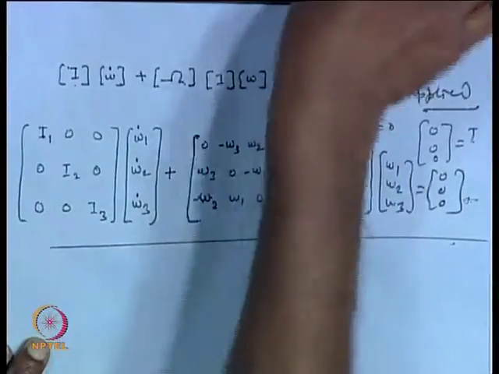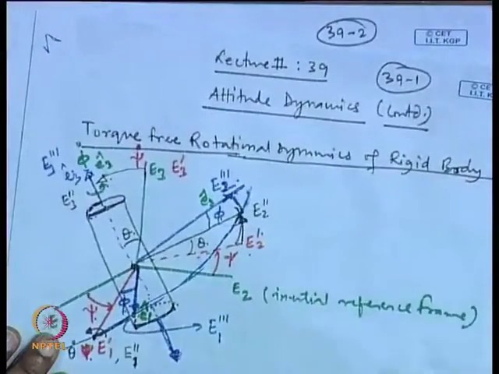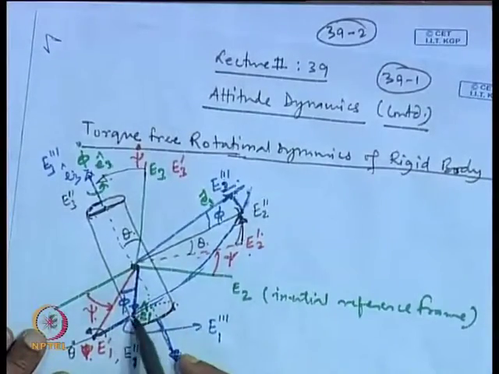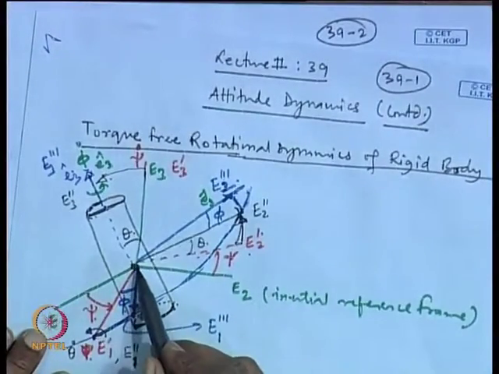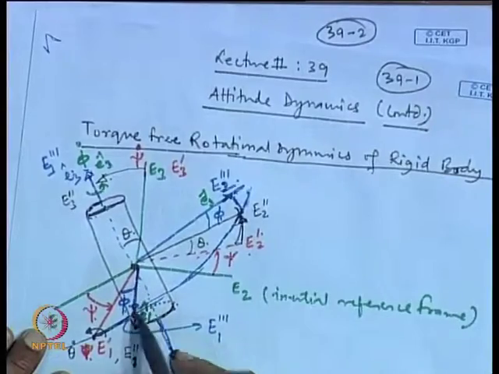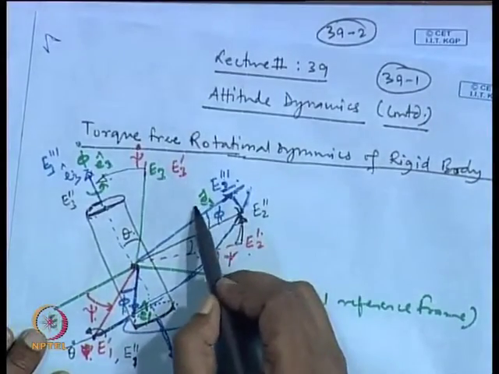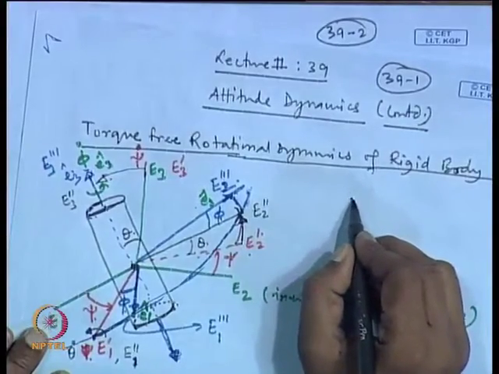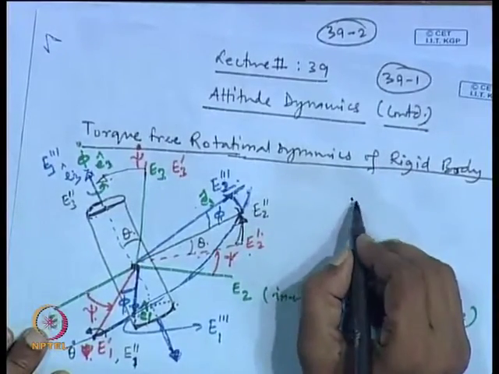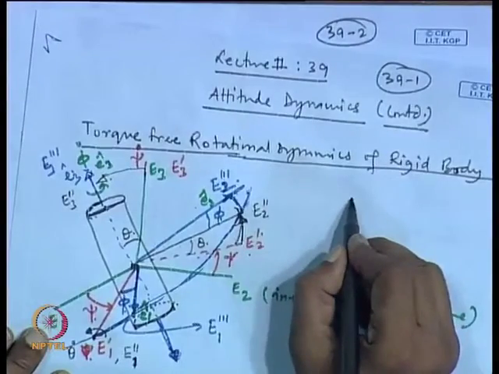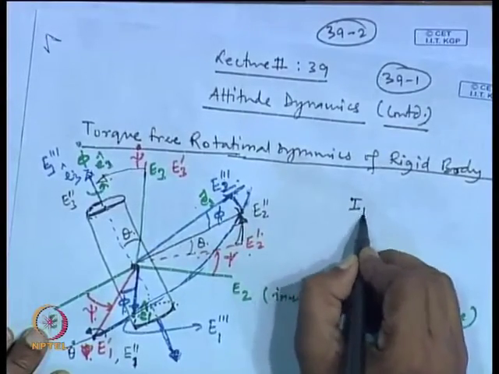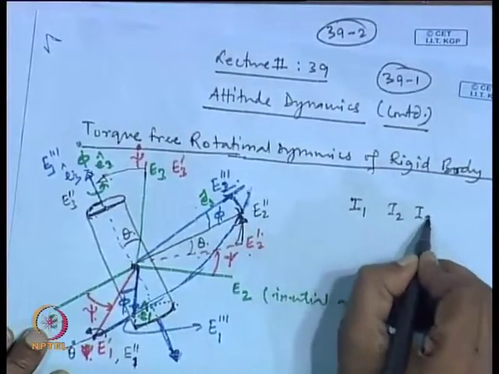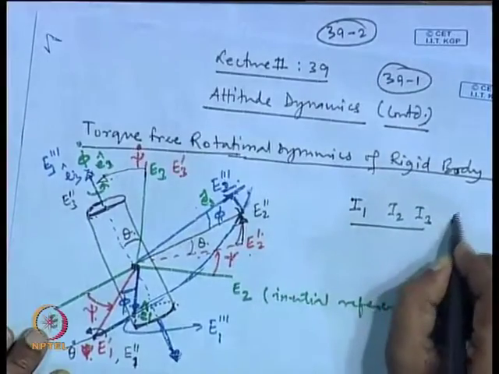Now, for the case of a cylinder, here we are taking the I1 in this. So, the final body x is this one, E1 cap, E2 cap and E3 cap, and the principal moments of inertia are I1, I2 and I3. These are the principal moments of inertia.